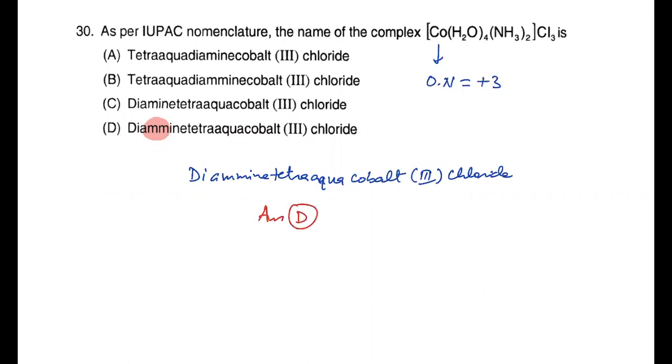Option C is rejected because in the spelling of amine it is given AMNINE, which is wrong. Option B is rejected because alphabetical order has not been followed. We have written tetra aqua first, then diammine. That is faulty. And in option A, it's given again the same problem: tetra aqua diammine. Amine spelling is also faulty and order is also faulty. So answer must be D.